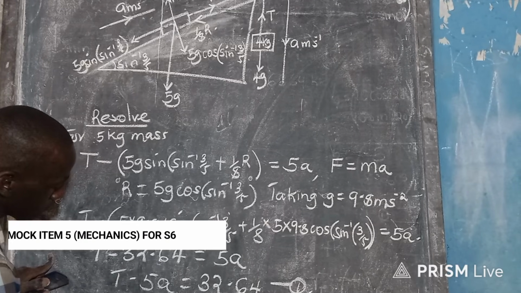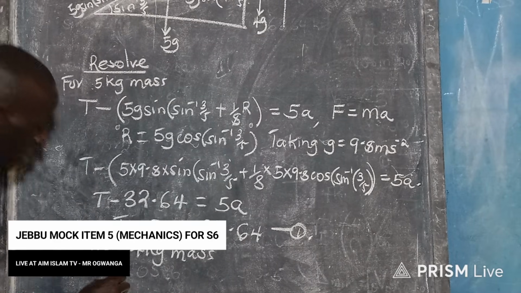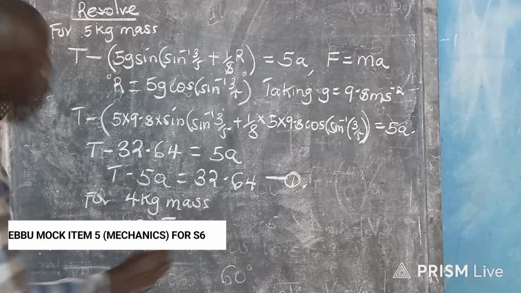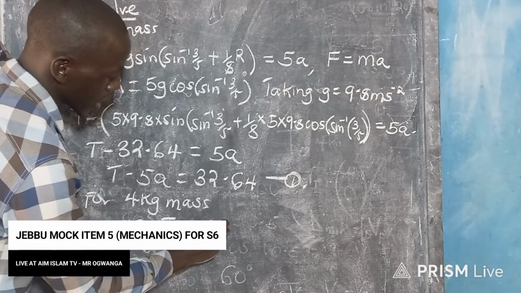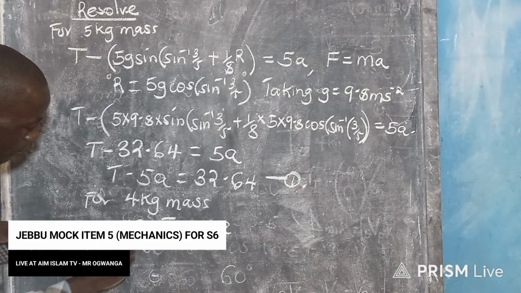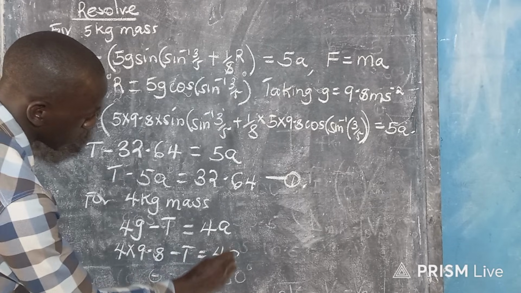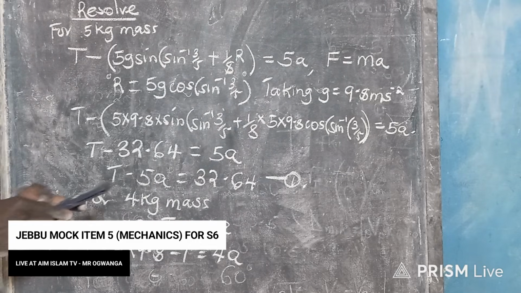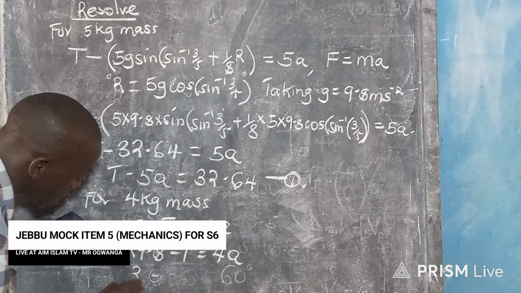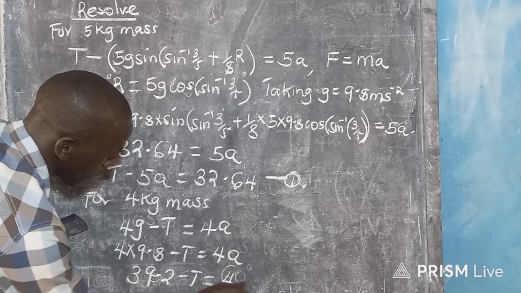4 kilogram mass. And we also consider the direction of the acceleration, which will be given by 4g, which is the force, minus the tension, being equal to 4a. So if I substitute the value of g, we'll have 4 times 9.8 minus T equals 4a. So 4 times 9.8 has given us 39.2 minus T equals 4a.